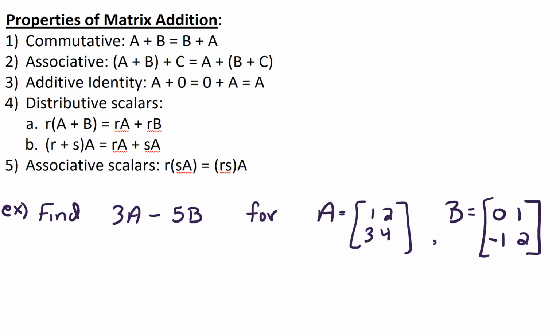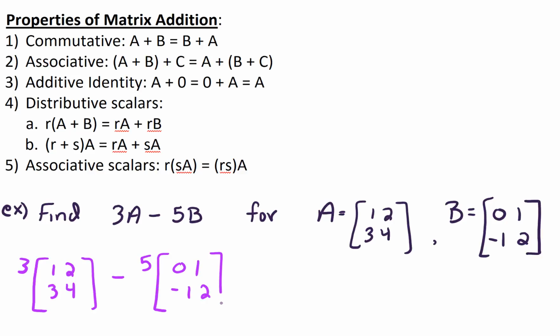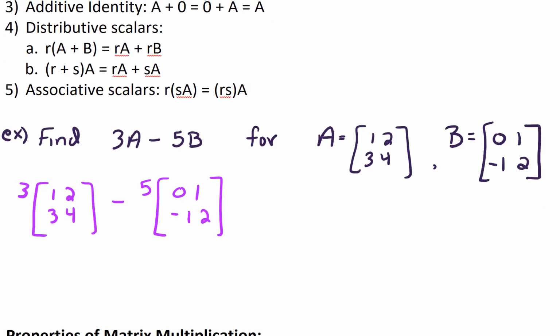So let's take a look at an example. In our example here, let's find 3A minus 5B for the matrices A equals 1, 2, 3, 4 and B equals 0, 1, negative 1, 2. So 3 times matrix A, which is 1, 2, 3, 4, and then we have a negative 5 times matrix 0, 1, negative 1, 2. If we work this out, let's see what we get.